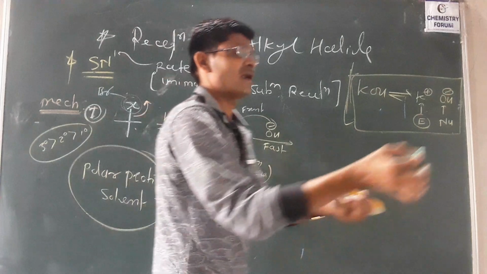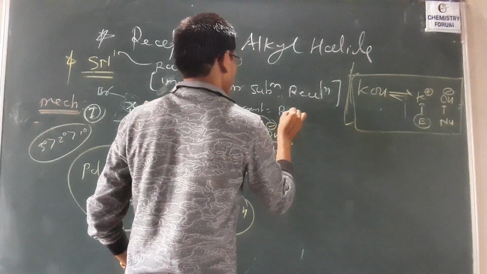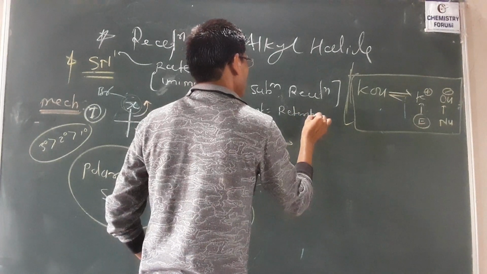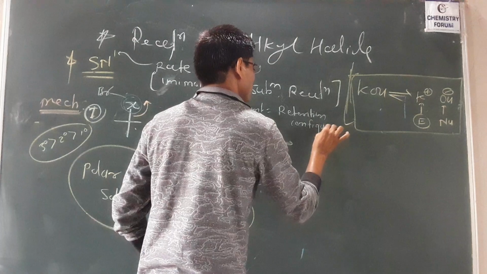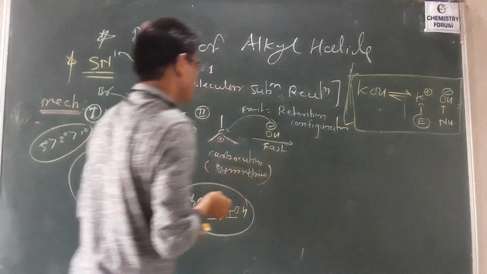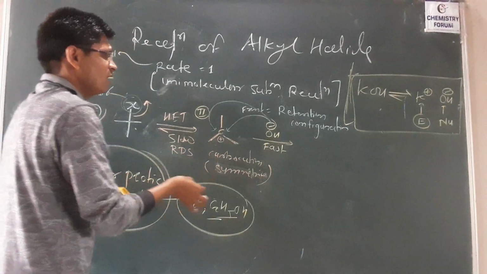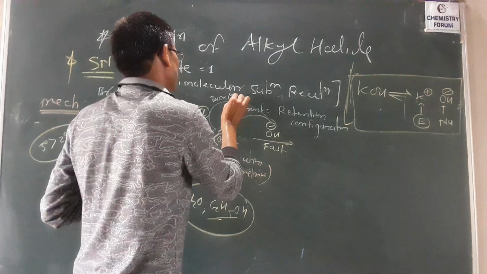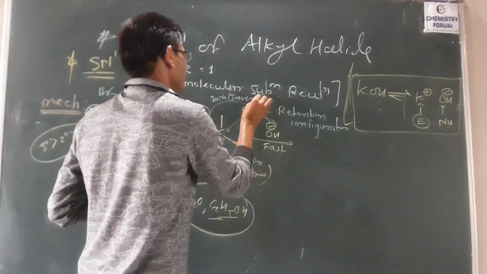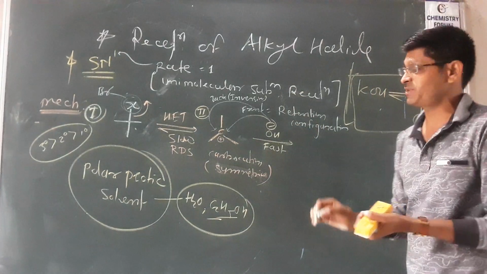Whenever the nucleophilic attack on the front side, it is known as what? Retention configuration. इसको कहते हैं retention configuration. What is the name? Retention configuration. Whenever it is attack on the back side, so this is what? Back side attack. This back side attack is known as inversion. What is the name? Inversion. Retention configuration and inversion configuration takes place.